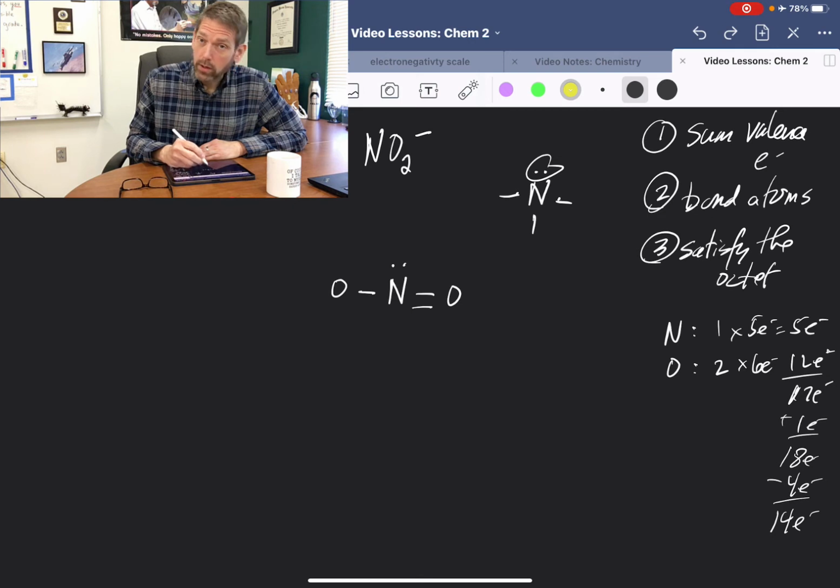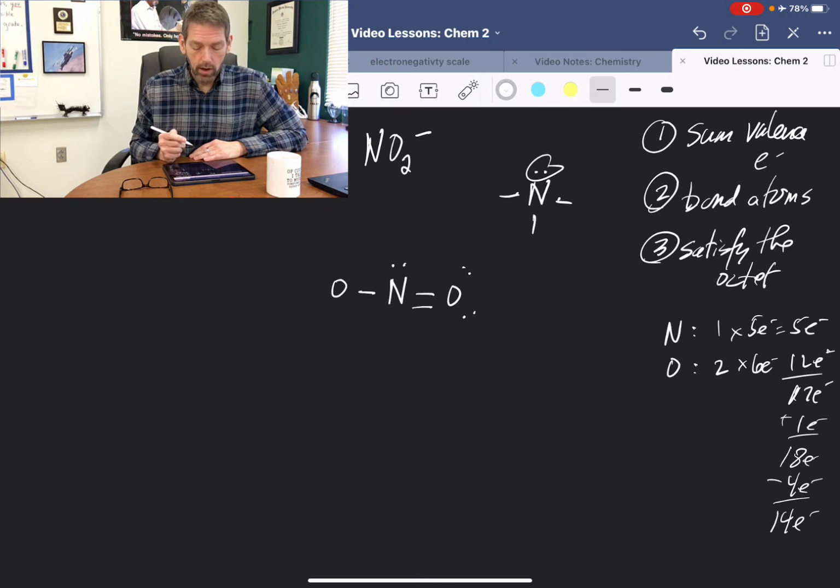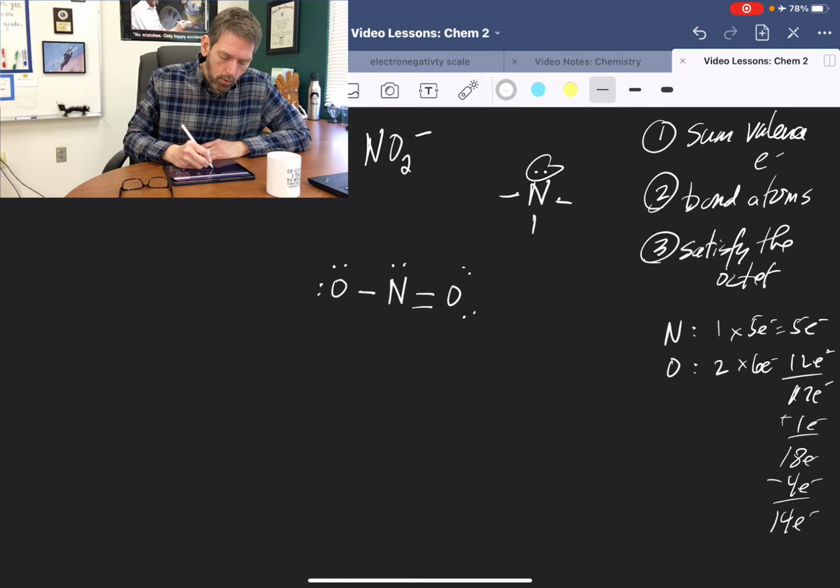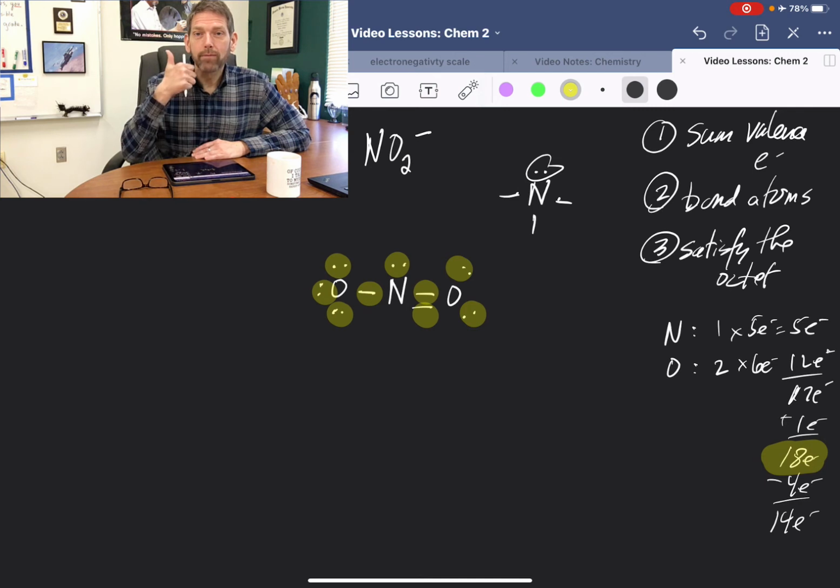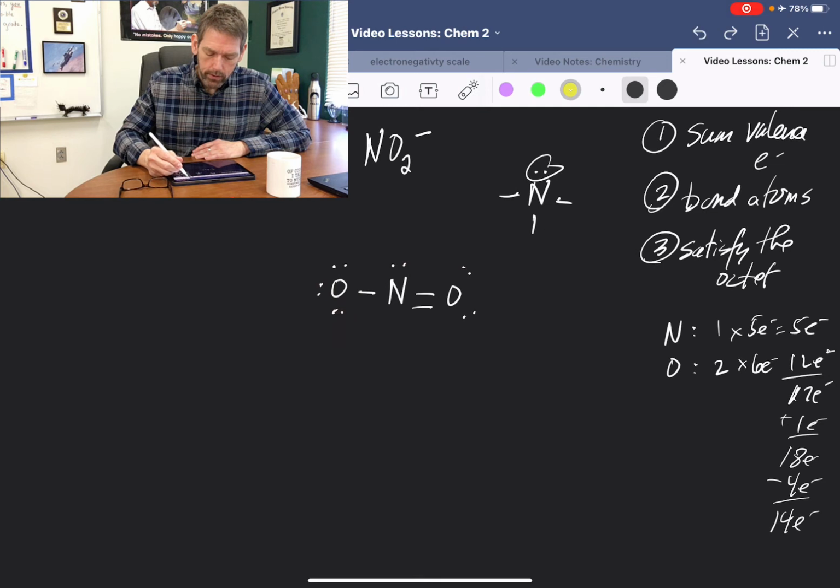It already has 4 valence electrons with the 2 bonding pairs, so it needs 4 more. So that would be 6, 8, all right? And then the oxygen on the single bonded one, we'll call that oxygen 1. Then 2, 4, 6. So now what do we have? We have 2, 4, 6, 8, 10, 12, 14, 16, 18, which is how many we need to start with. We're good to go, all right? So let's get rid of all of this.